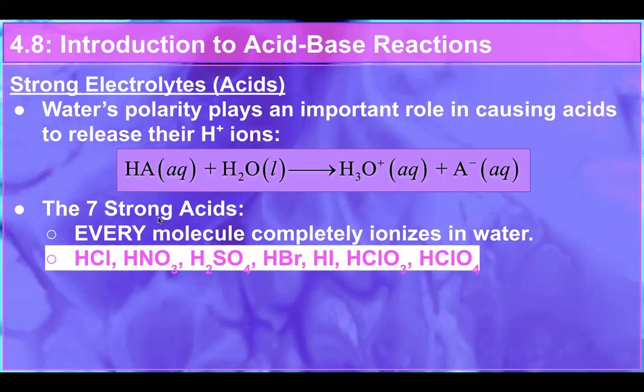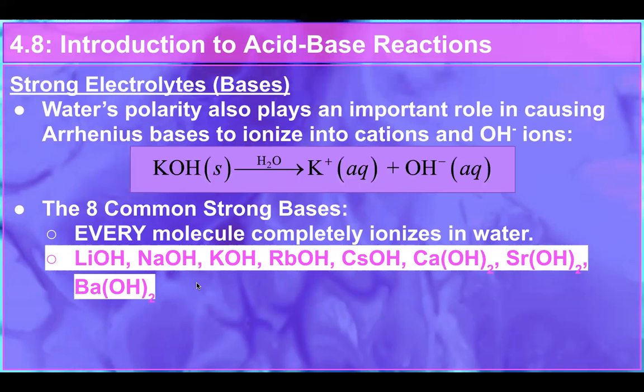Okay, so there are 7 strong acids, and these will be ones that you should definitely know. But they are hydrochloric acid, nitric acid, sulfuric acid, hydrobromic acid, hydroiodic acid, chlorous acid, and then chloric acid. Okay, so those are our 7 strong acids.